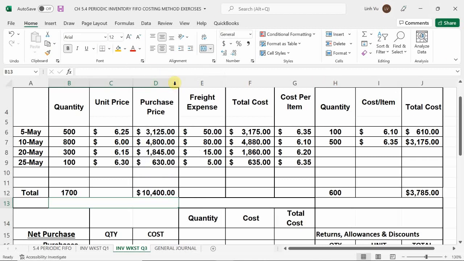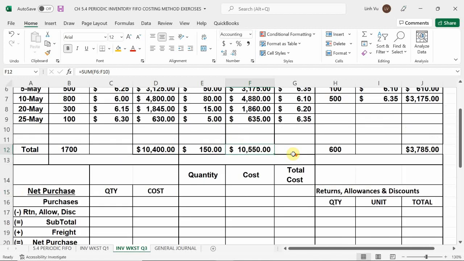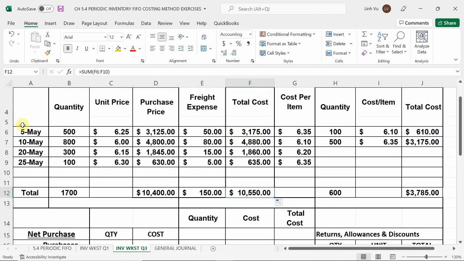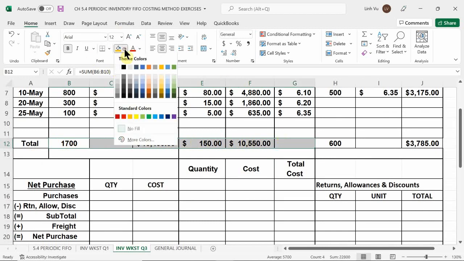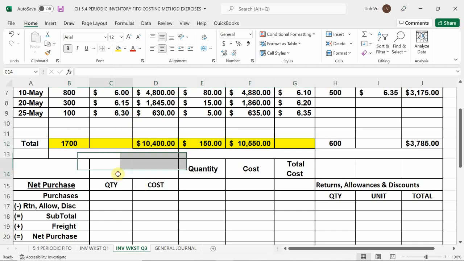$10,550. Well, actually, 10,000. That's the total cost. Yeah, that's with the freight. Okay. Yeah. The freight, since you already solved it, is 150. Total cost is 10,550. Okay, good. Right? So once again, these numbers that we find here are going to be yellow. Okay, we'll just keep it consistent.